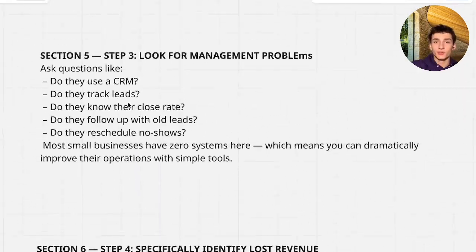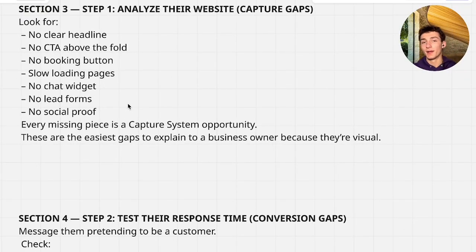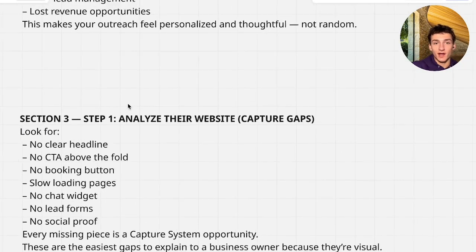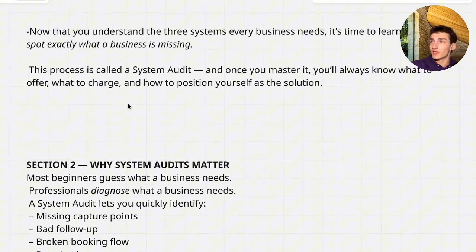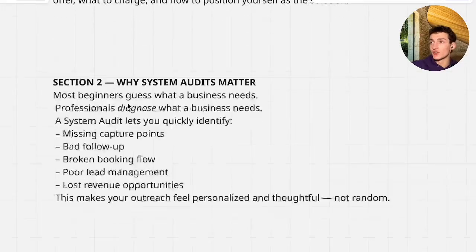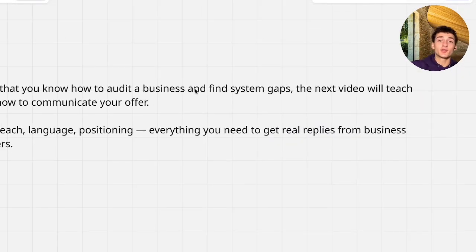So that's how you're going to spot gaps inside of these businesses. Basically, just go through their pipeline if they even have one, and spot flaws based off of everything that I've told you throughout the course of this. And then just turn those flaws into your pitch and reach out to them using one of the methods that we'll discuss. So now that you know how to audit a business and find gaps, the next video will teach you how to communicate your offer. This is going to cover outreach, language, positioning, and everything you need to get real replies from business owners.